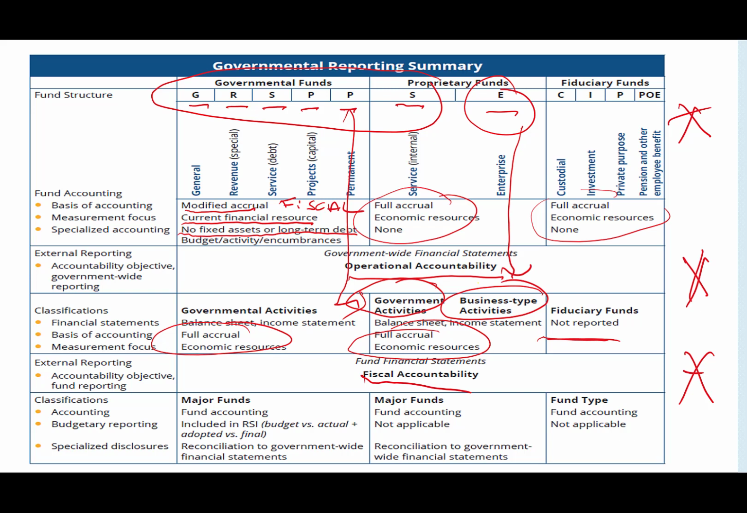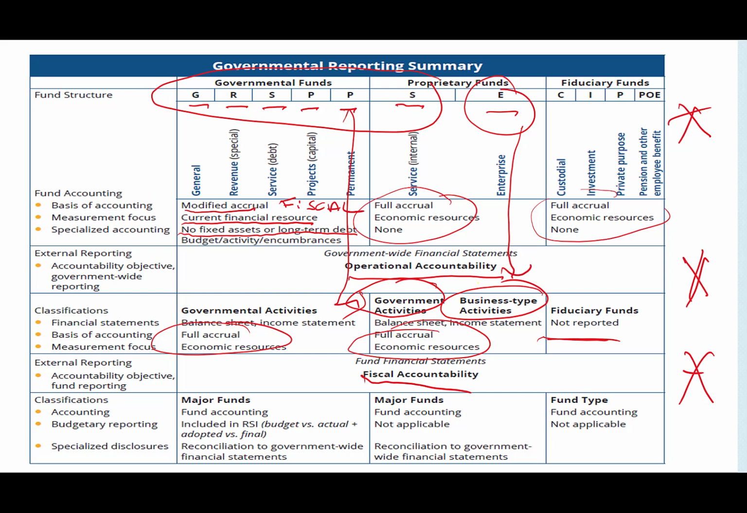How about my fiduciary funds? Not reported. Where's KIP? KIP is not reported at the government-wide level because all the assets in the fiduciary fund category belong to somebody outside the government, right? For example, the pension assets don't belong to the government. They belong to the employees of the government, right? So we don't report them at the government-wide level under the operational accountability focus. How well you maintain assets for others has nothing to do with your economy and efficiency at the operational accountability focus at the government-wide level.